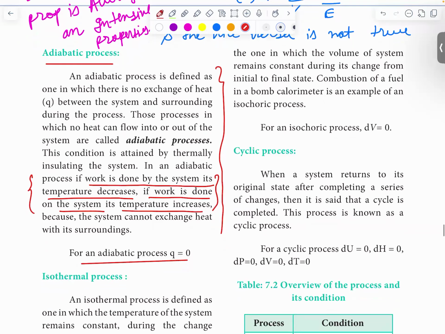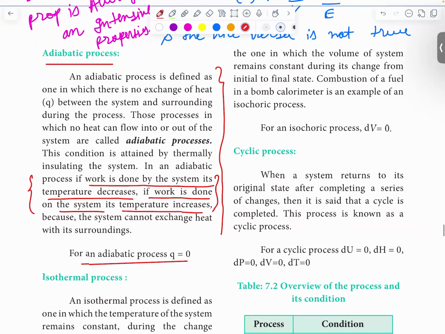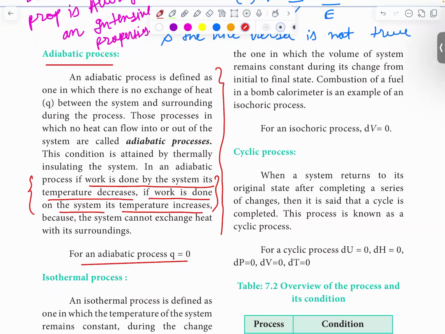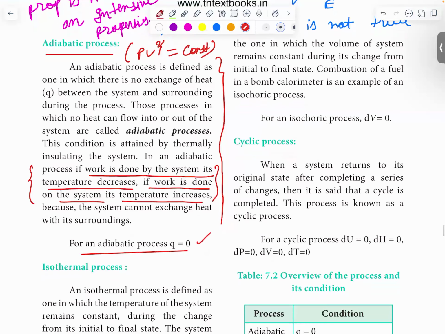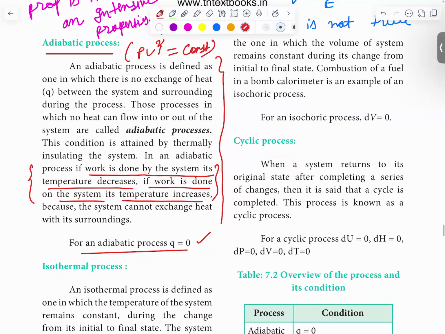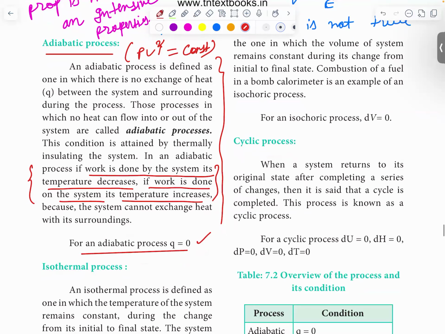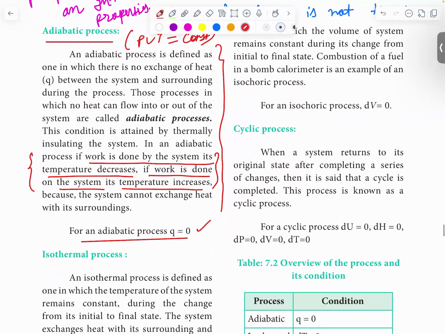First, you should know this: you need an isolated system, and the heat exchange between the system and surrounding is zero. Such processes are called adiabatic processes. Later in this chapter, we will see that for reversible adiabatic processes, PV to the power gamma will be constant. And what is gamma? Gamma is the Poisson's ratio. Later in the chapter, you will understand what gamma is and how this relation comes. So this is the adiabatic process.